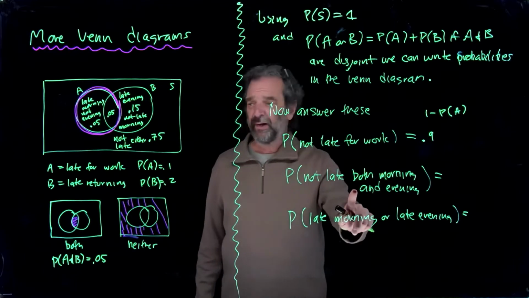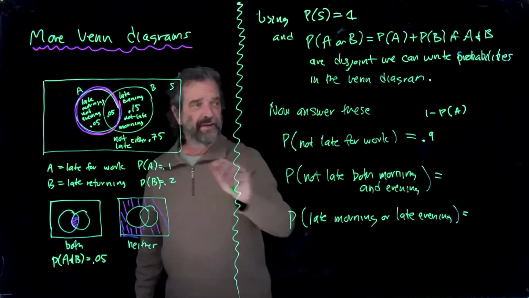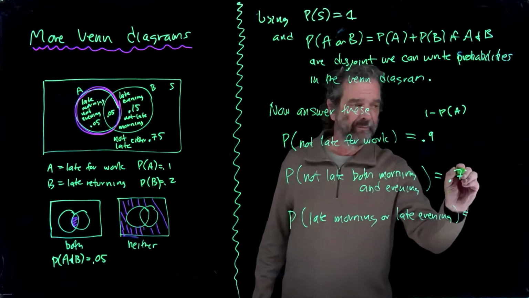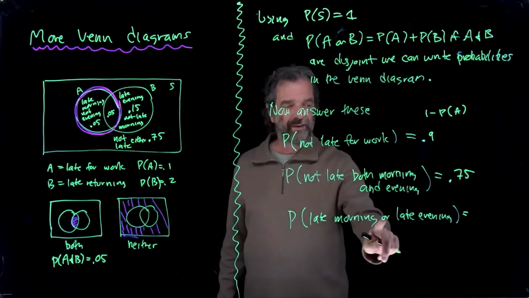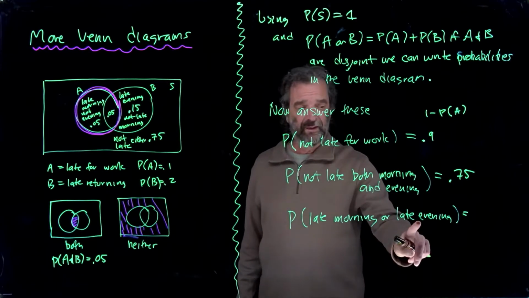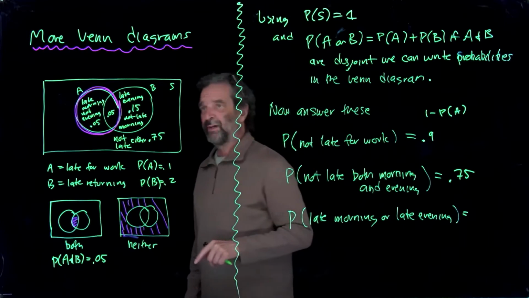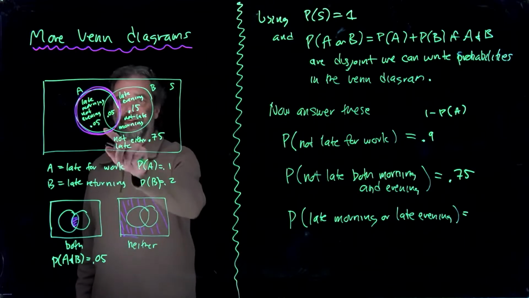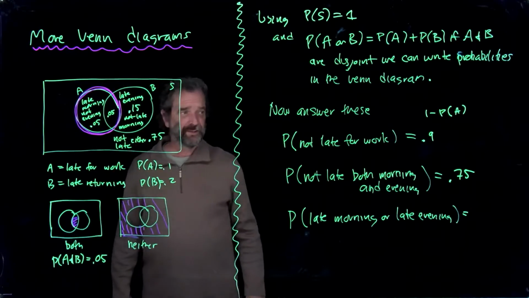Not late, both morning and evening. Not late either. We got that, 0.75. And late morning or late in the evening. So here, that one would be just late one way or the other or both. That's these three together. That's 0.25.